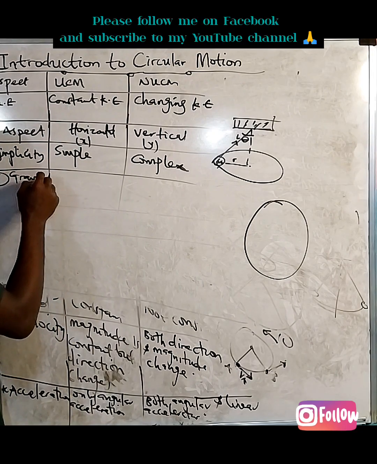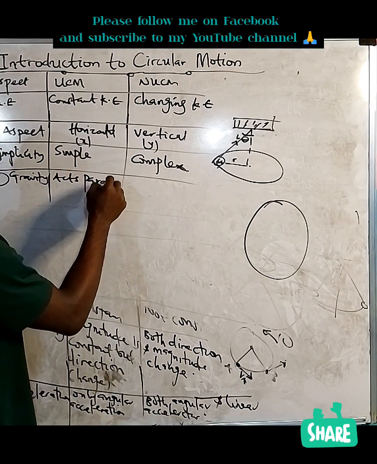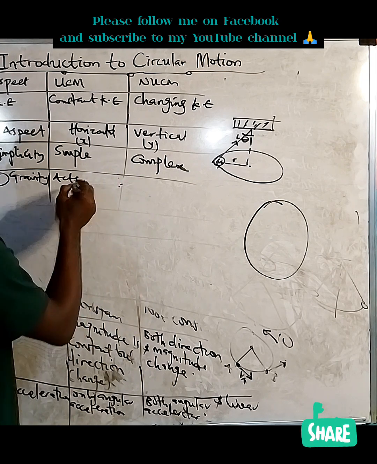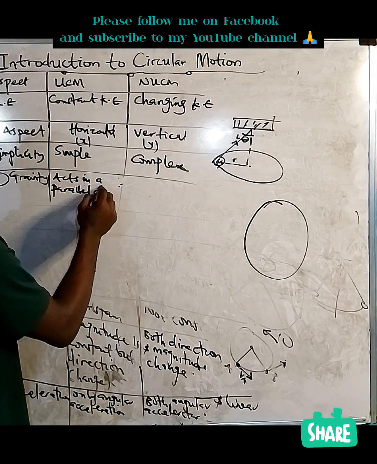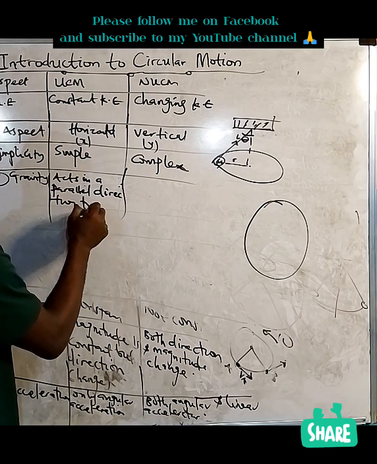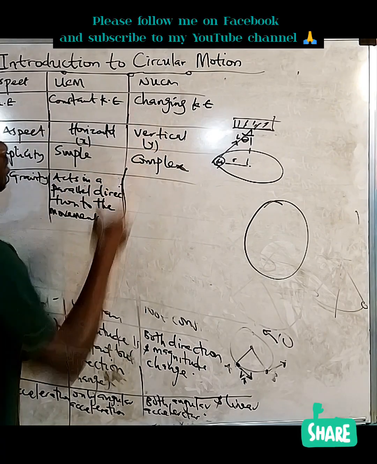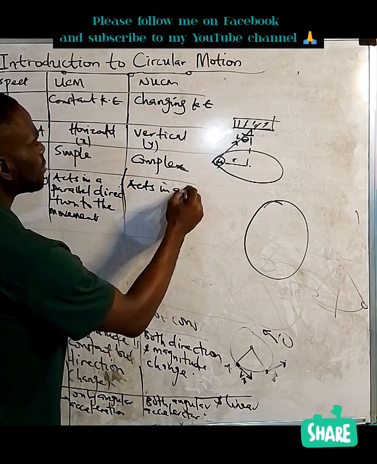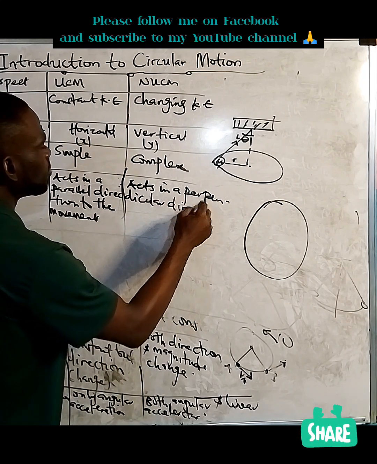Let's see what gravity does here. Gravity acts parallelly. Let me use that word, parallelly. Gravity acts in a parallel direction to the movement. Why, for the vertical, it acts in a perpendicular direction to the movement.